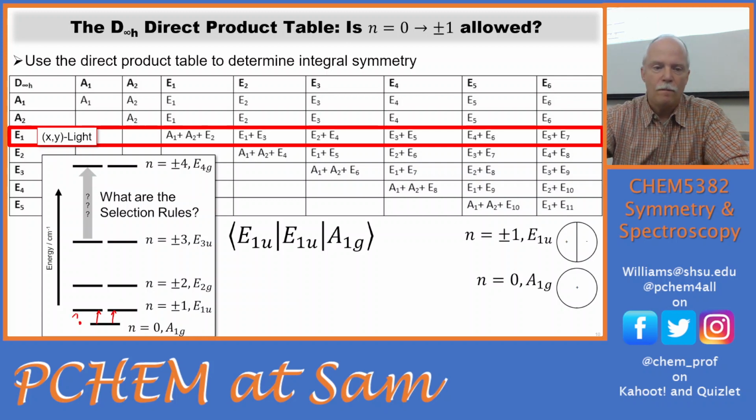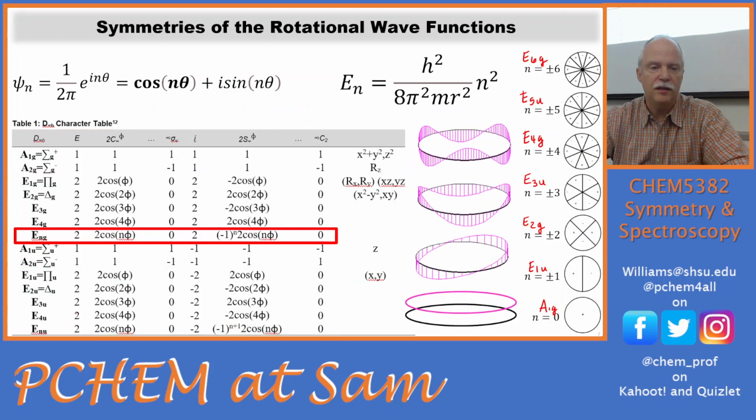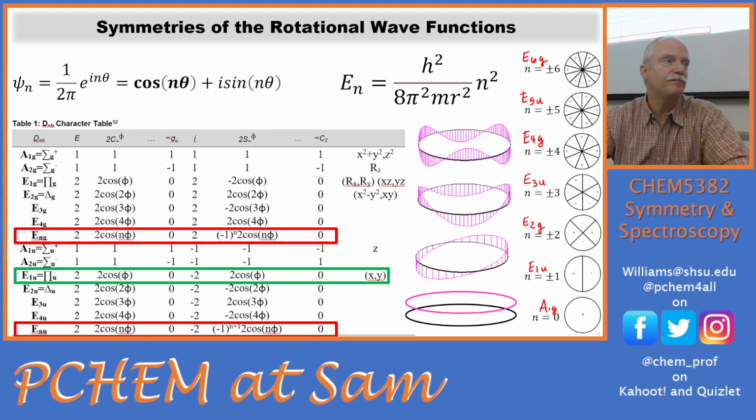Okay. Why is light always E1? Because of the direct product table. So good question. Let's go back here. Not direct product, character table. So in the character table for D-inf-h, we come down here and we find xy. And so that's the light that's coming in. That's the middle part of our transition dipole moment integral. And so it's always E1U. That's the symmetry of the xy light. So we don't look at the Z light?